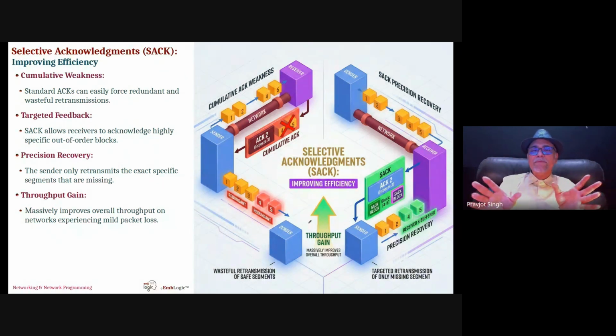It actively empowers the receiver to inform the sender about exactly which specific segments were received successfully or not. How it works is, suppose 440 is lost, you give 410, 420, 430.